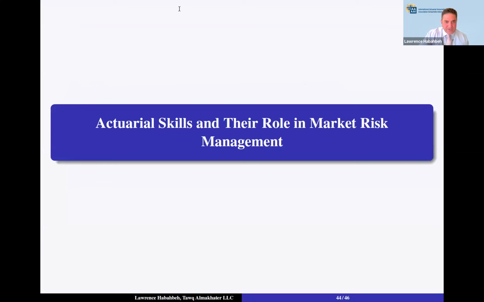We have about 5 minutes left. So let's talk a little bit about the actuarial skills and their role in market risk management.